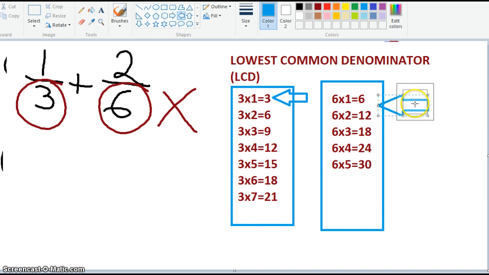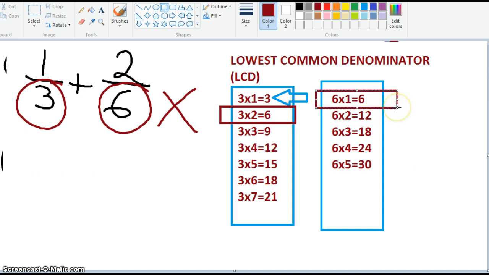However, if I look at this very closely, there are a couple of instances when I do see a value that matches. If I look over here at 3 times 2 is 6, and then I have 6 times 1 is 6, this is the first time where I have values that are the same, 6 and 6. So what this tells me is that my lowest common denominator for this problem is going to be 6.